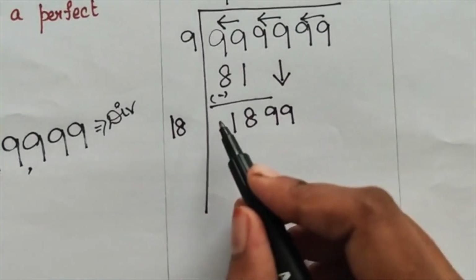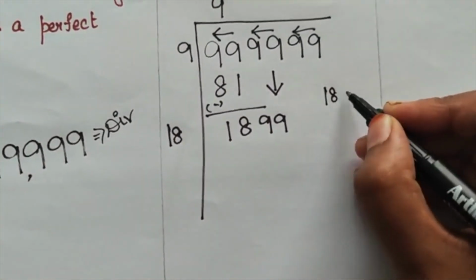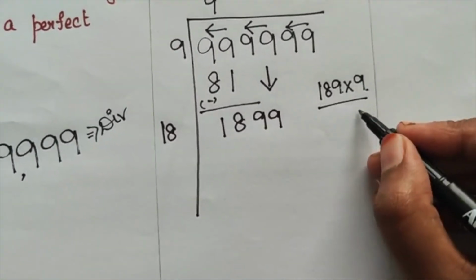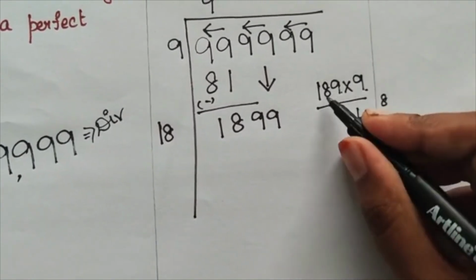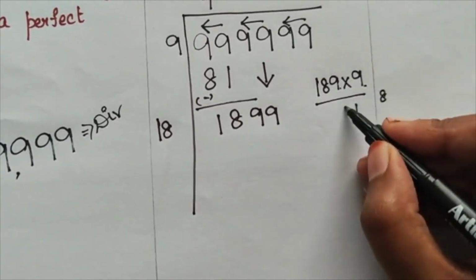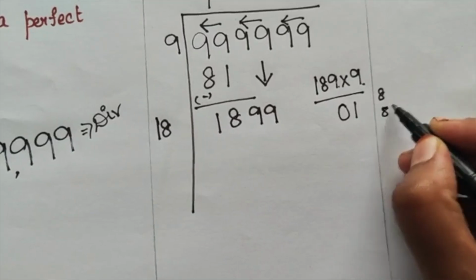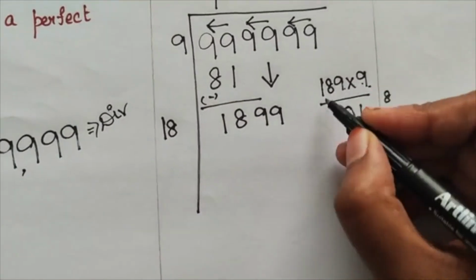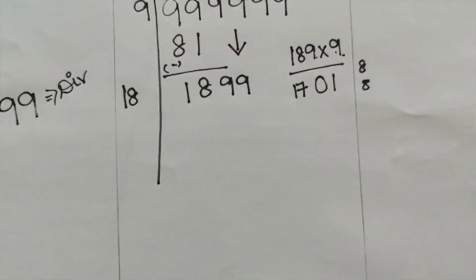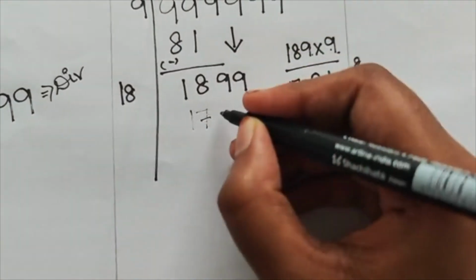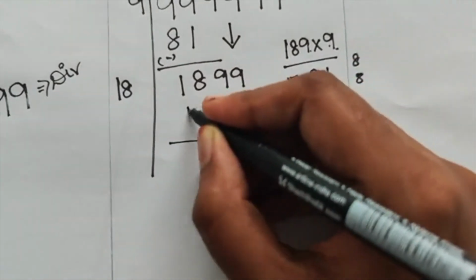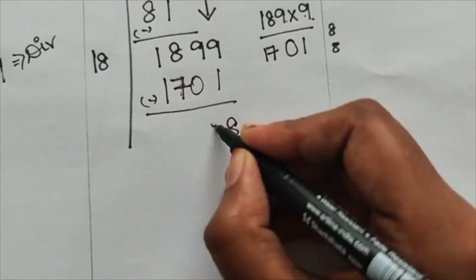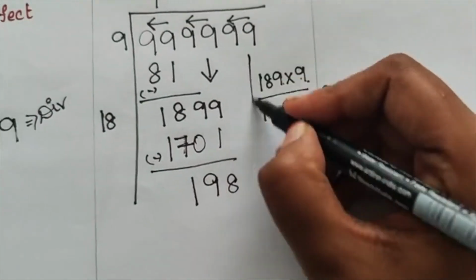So next, let's find the largest number. Let me put 9. 9 nines are 81, balance 8. 9 eights are 72 plus 8, 80, again 8. 9 ones are 9, 9 plus 8, 17. 1701. So let's subtract these two. We get 891. Let me bring the next pair.